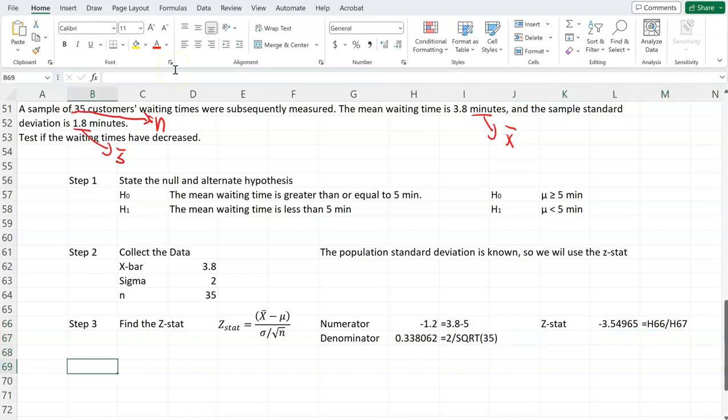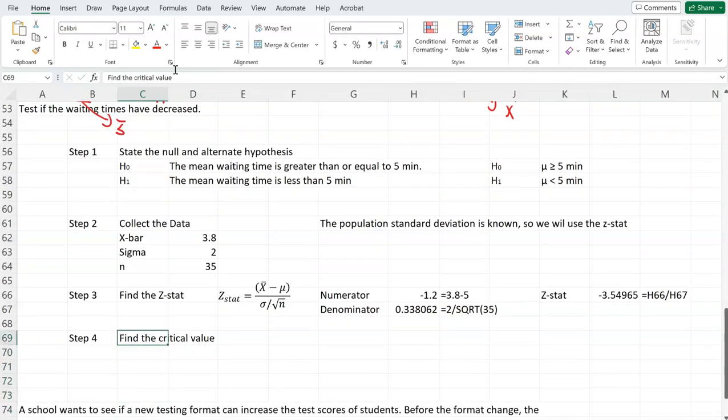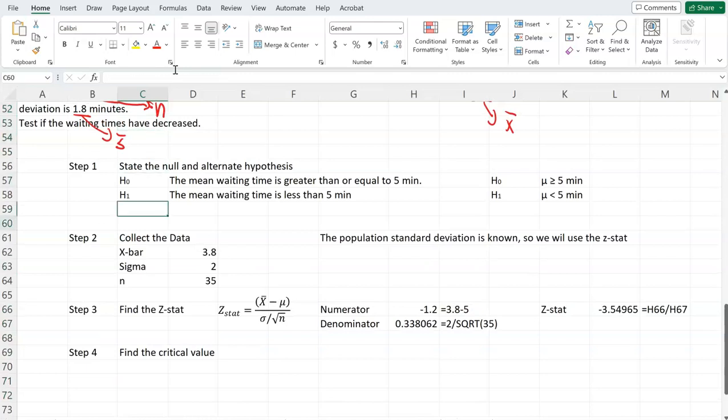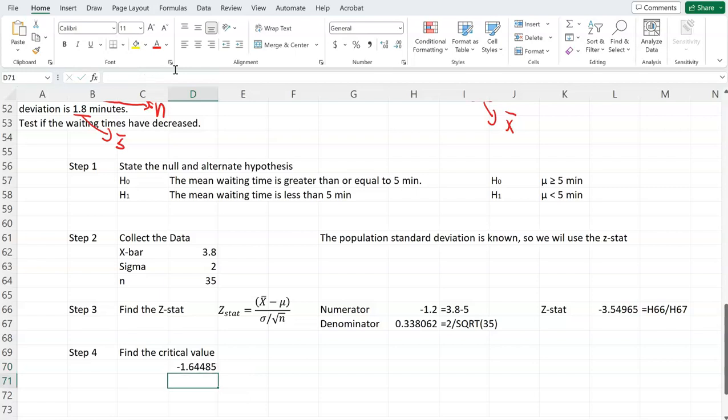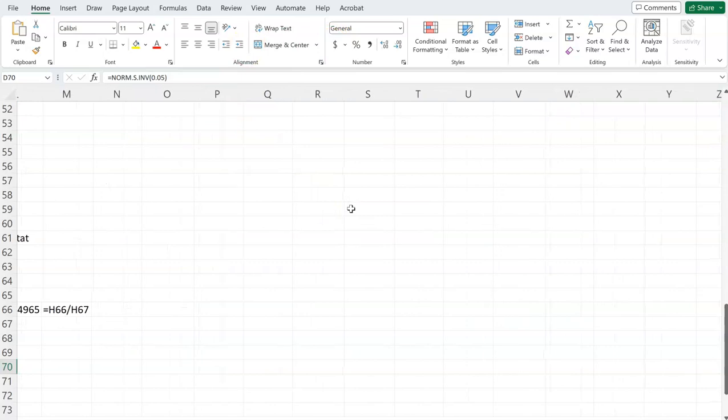Now step 4 is to find the critical value. In our case, we don't have 2 tails to deal with. So our critical value will just be norm.s.inv and the probability. Let's say we are testing it at alpha equals 0.05. So we have that number. All right, now we have this as our critical value. Now the question is, are we doing a left tail test or a right tail test? So let's go and check before we solve for this.